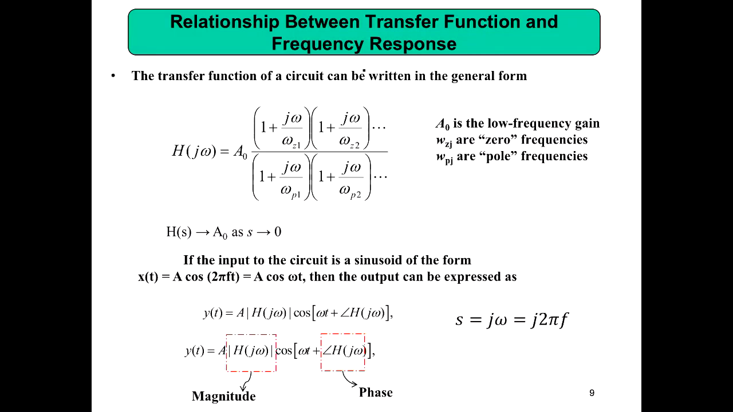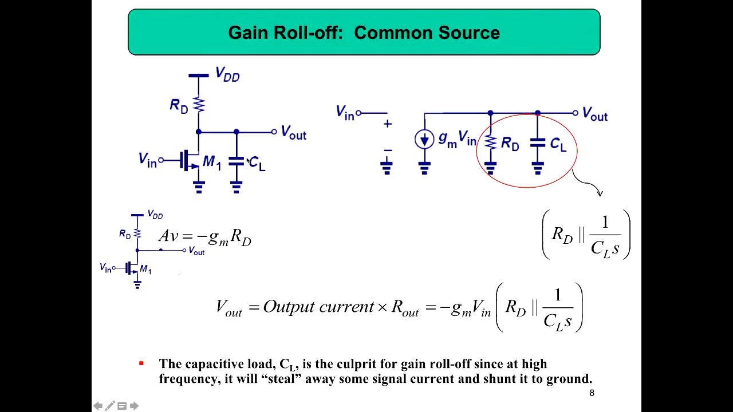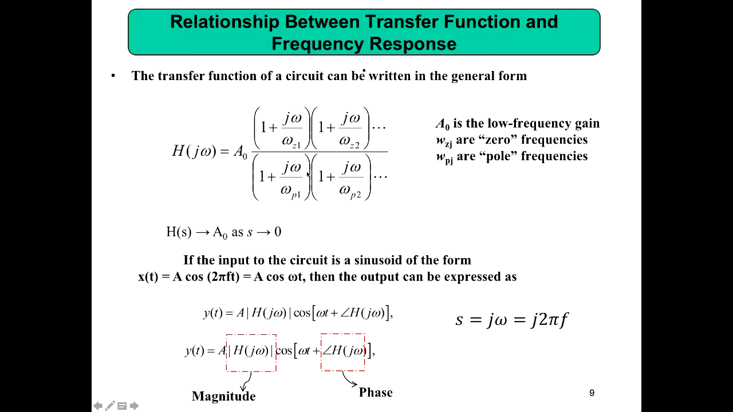Then if you are interested in the equations, this is the transfer function, the general equation: H of s equals A0 times 1 plus j omega by omega z1, and so on. A0 is the low frequency gain, that is equivalent to minus GM into RD, what we derived. Omega Zj are zero frequencies, omega Pj are pole frequencies. We will be studying poles in the coming lectures.